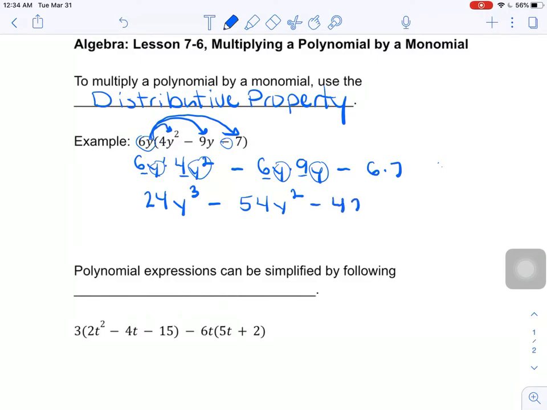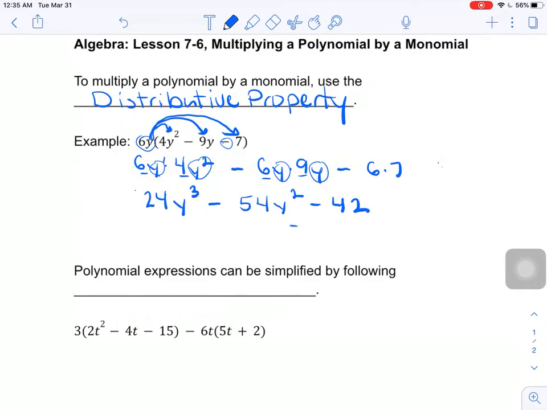So 6 times 7 is 42. So use your distributive property, multiply it out, but then you might have to use a little bit of exponent rules to get things cleaned up. So these are not like terms.